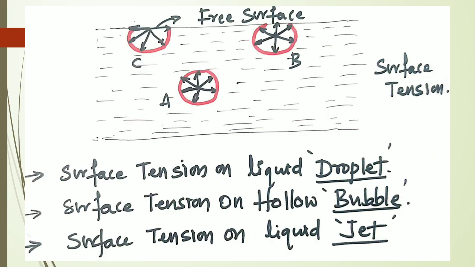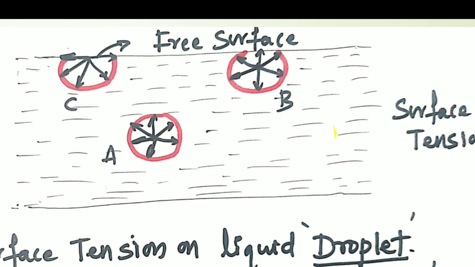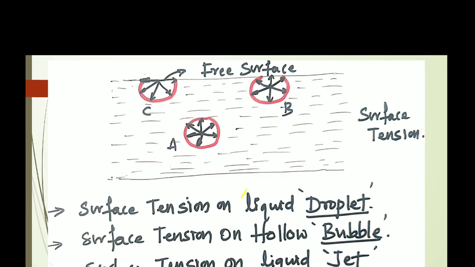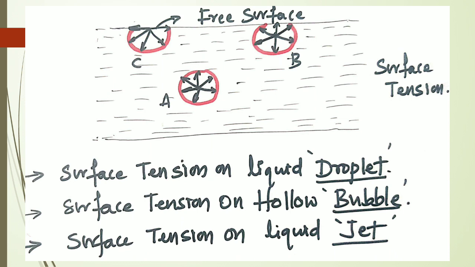To give a clear idea with the figure, if A is a molecule, B is another molecule, and C is another molecule, then on molecule A, different forces or different tensions are created. B, if you see, is partly on the surface, and C is almost all on the surface, and behaves like a membrane here. So under tension, on the surface it behaves like a membrane. That is what is called surface tension.